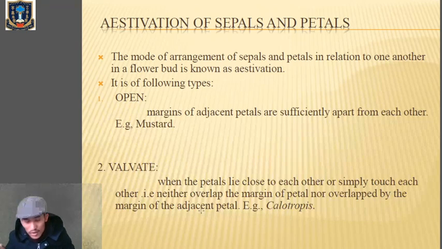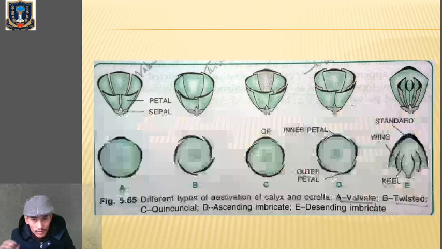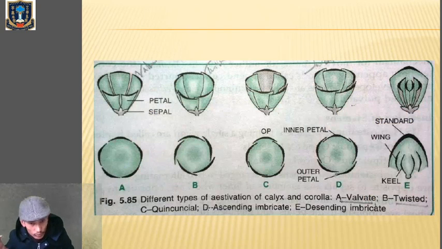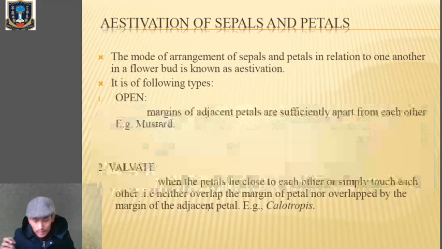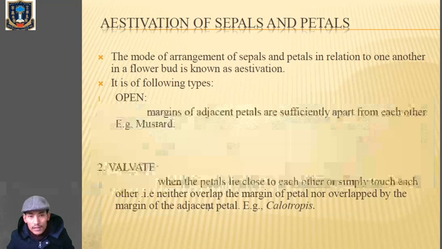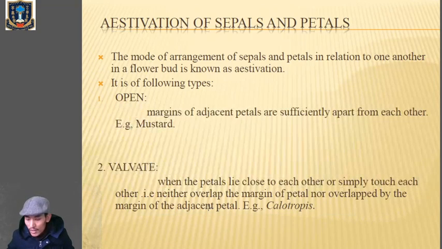So what does open estivation mean? Now, on page number 5.49, you have to go through figure number 5.85. You will see this particular diagram. According to the diagram, we are going to learn about the four types of estivations: open, valvate, twisted, and imbricate. In open estivation, the margins of the adjacent petals are sufficiently apart from each other. That means they are far apart, they don't touch each other, or overlap each other.